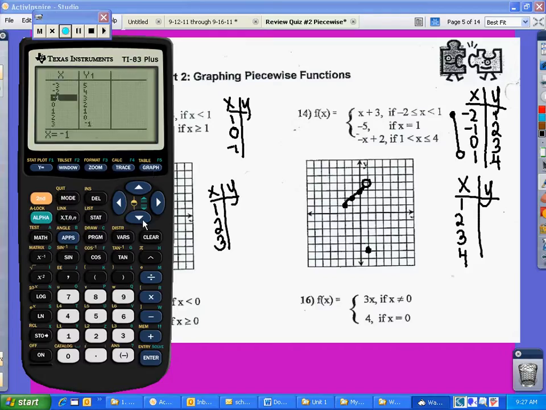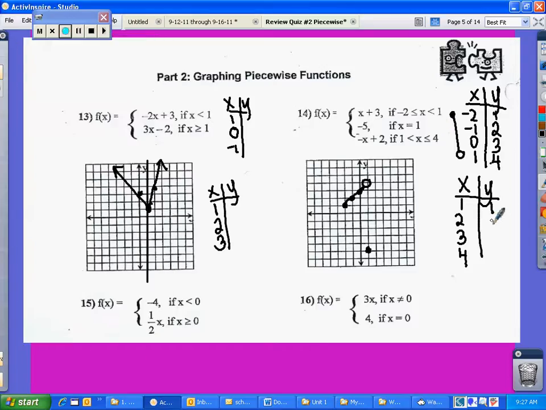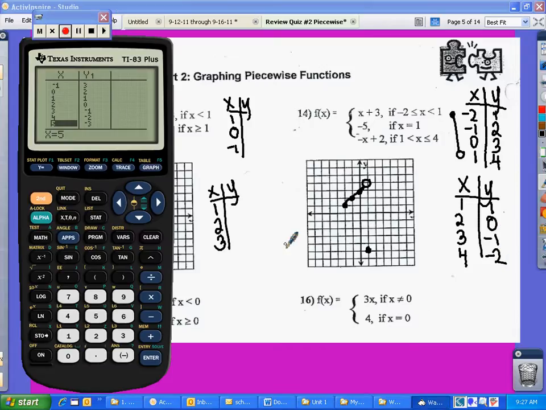So second graph, go to 1. When x is 1, y is 1, 0, negative 1, negative 2. Okay? So you can see that that matches here.